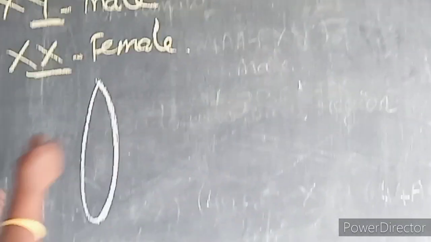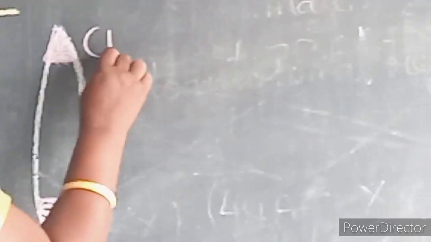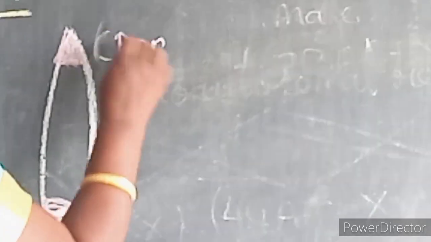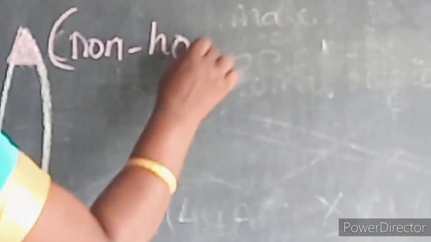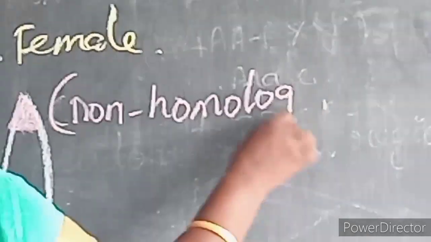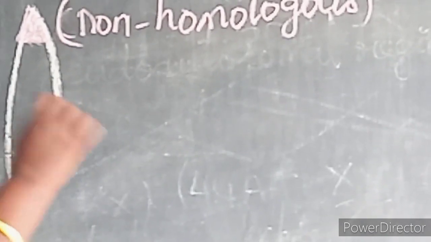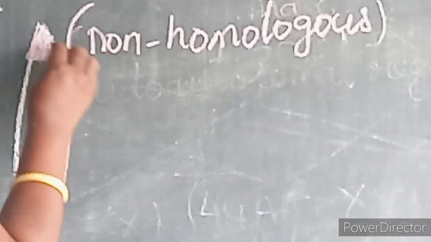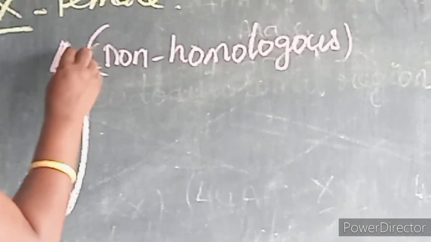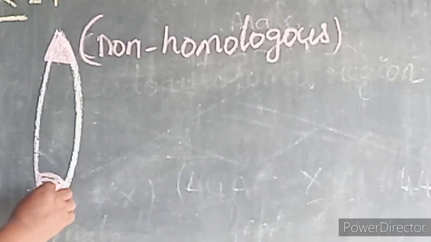At both the ends of the Y chromosome there is a non-homologous region. So what is homologous? Similar in structure, function and location. Everything was the same, that is homologous. So at both the ends of the Y chromosome there is a non-homologous region.